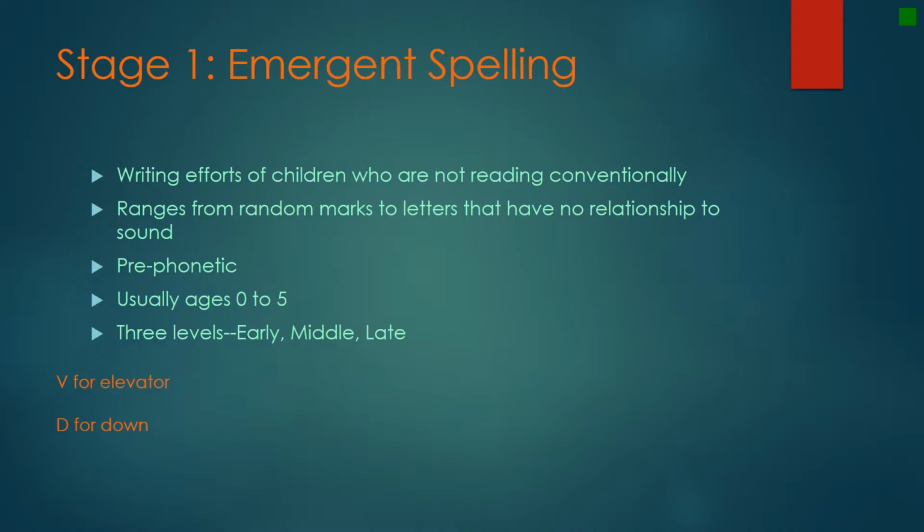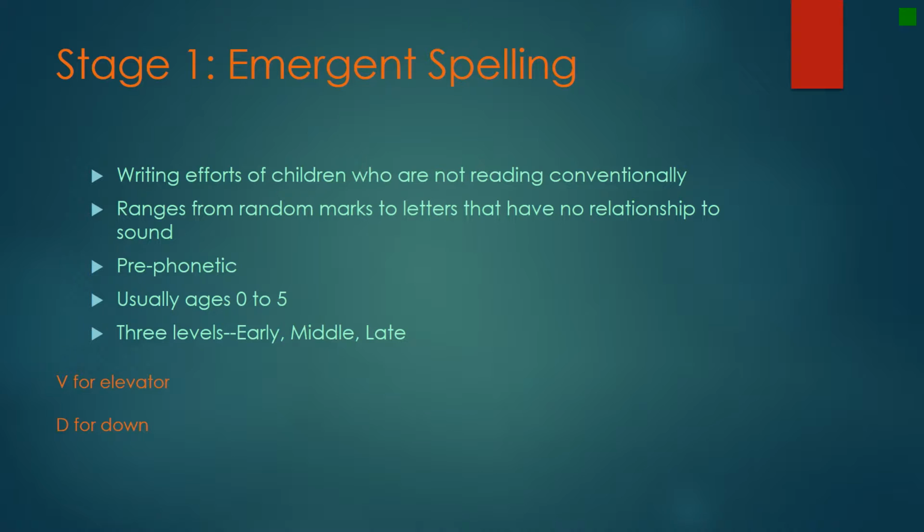So we're going to go through and look at the various stages of spelling and what they look like typically. Each of the stages has 3 levels, an early, middle, and late stage. So if you take that and you think of the 5 stages, there are about 15 places we can think about where our students might be.